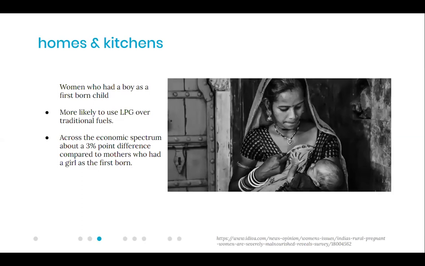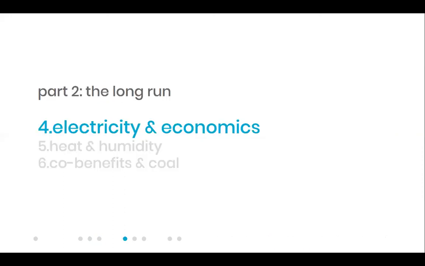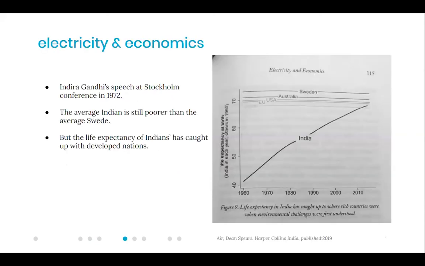The other important factor when it comes to the social status of the women was whether they give birth to a male child first or a female child first. And they found that when the firstborn was a male, the household was more likely to use traditional fuels. And this was true across the economic spectrum, with almost a 3-point percentage difference compared to women who gave birth to girl children first. So then he moves on to the long run and he talks about electricity and economics.